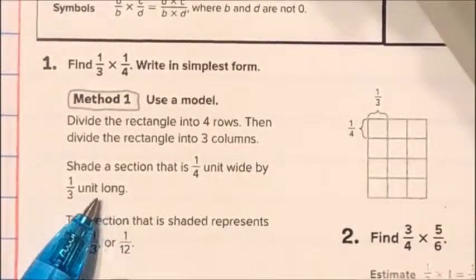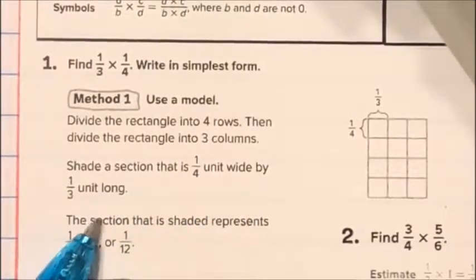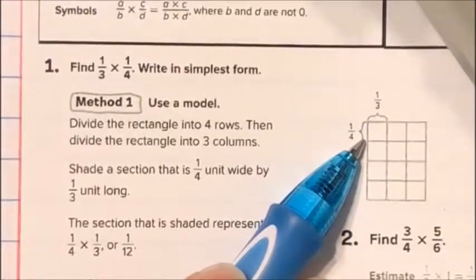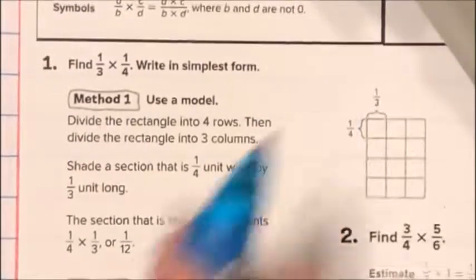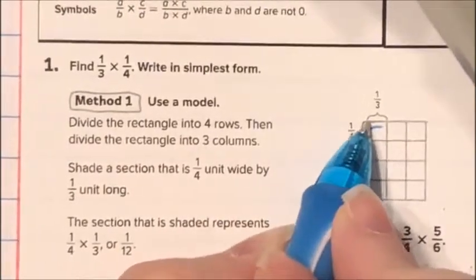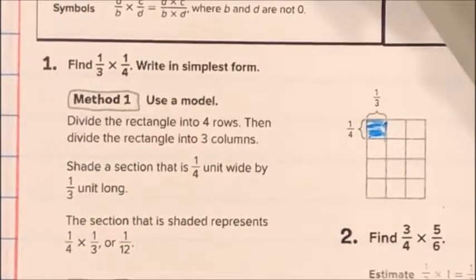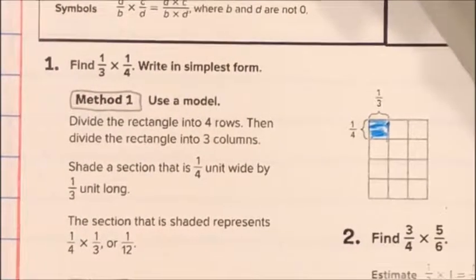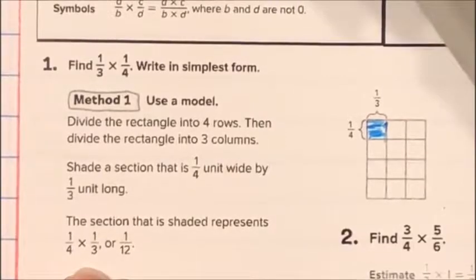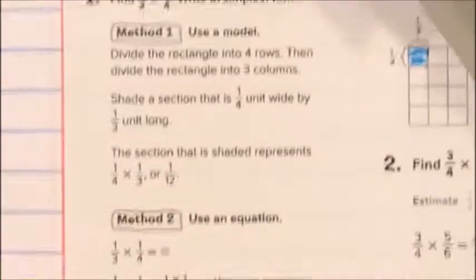Okay. Shade a section that is 1/4 unit wide by 1/3 unit long. So this is 1/4 wide by 1/3 long. So I shade in 1 square. So the section that is shaded is 1/4 times 1/3, or 1/12, because there's 12 boxes.